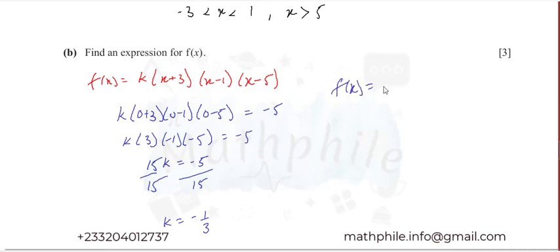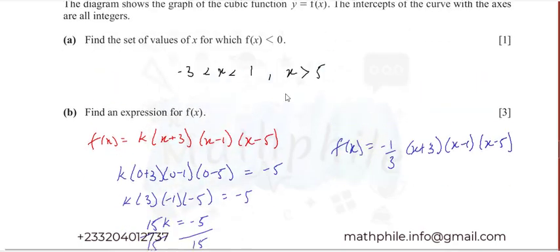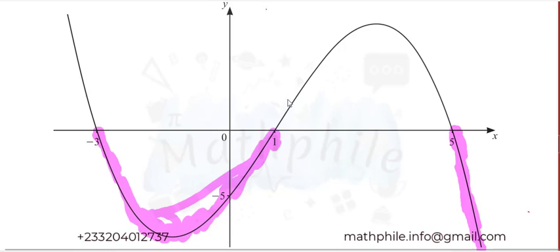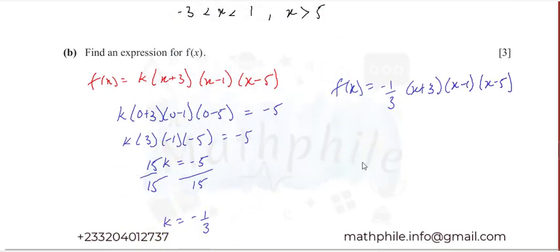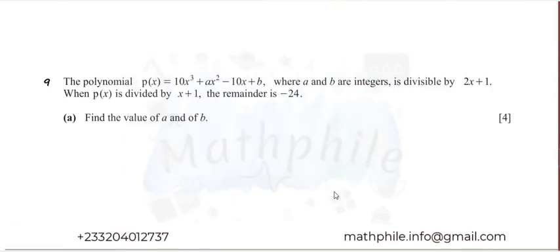Therefore, my function f of x is going to be equal to -1/3, then x plus 3 in one bracket, x minus 1 in another bracket, and x minus 5 in the last bracket. A lot of people, I have a feeling, write this to be plus or minus. This would be wrong, since this is not a modulus cubic curve. It's a normal cubic curve, and it's a negative cubic curve. That explains the negative over here. So this question is pretty easy. Let's move on to the next question.